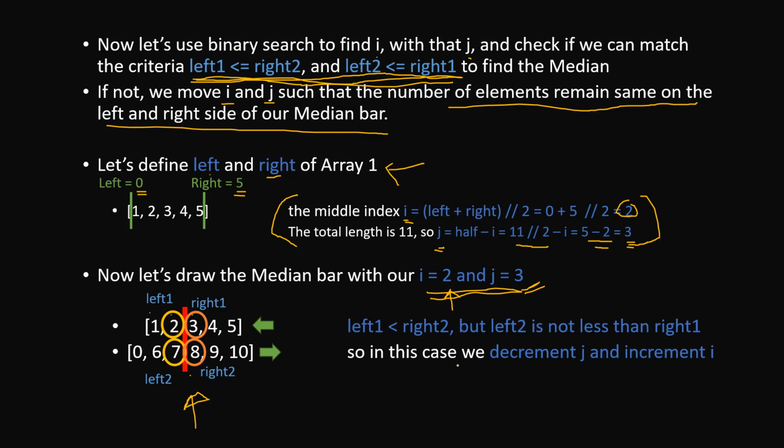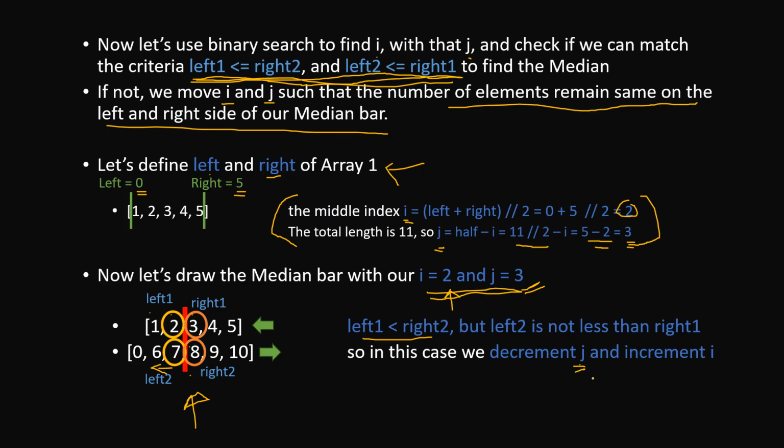If the left 1 is less than right 2, that is correct because 2 is less than 8, but the problem is 7 is not less than 3. So that creates a problem. What we need to do here is decrement j, because this value should be lowered. The left 2 should always be less than right 1. So the lower value is to the left of 7.